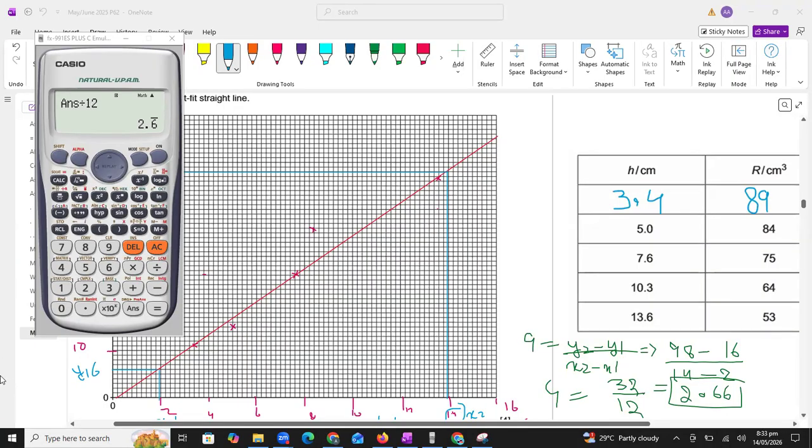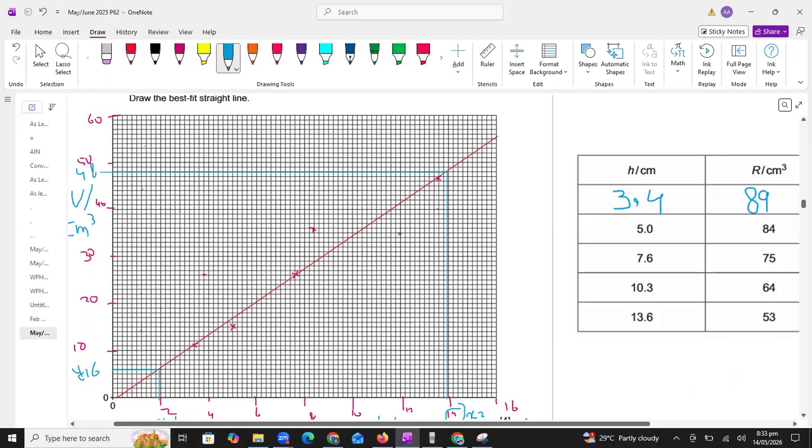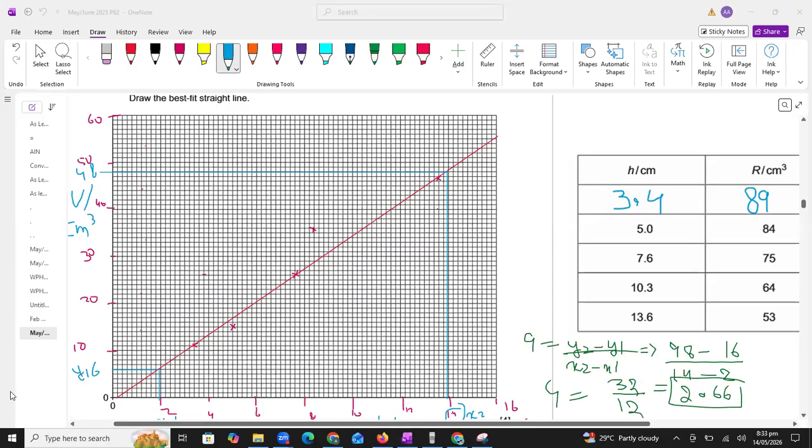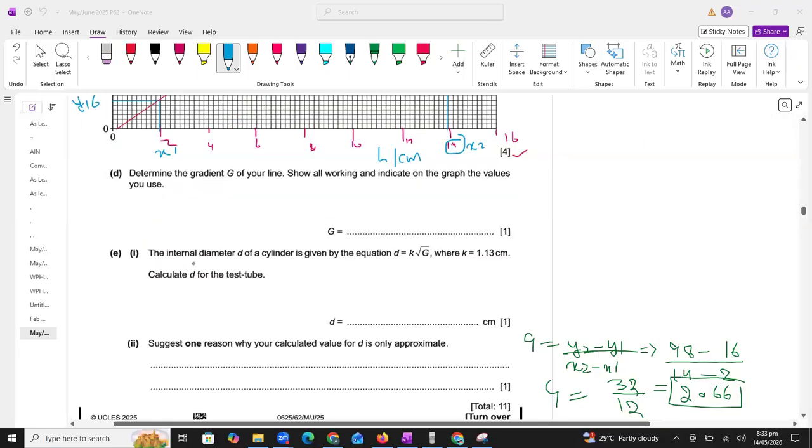So the gradient value we were getting, what was the value of gradient? Students, we were getting the gradient value 2.66. All right. So now in the next part, they are asking to calculate the internal diameter of a cylinder, which is given by the equation d is equals to k under root g, and the value of k is given, that is 1.13 centimeter. We have to calculate the d for the test tube.